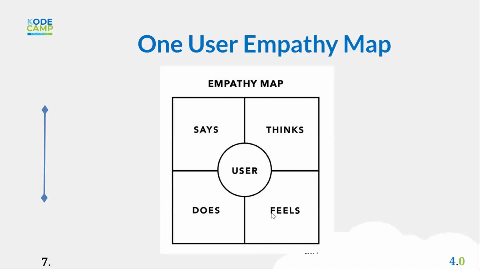On the Feels square, you are expected to write what your user feels. So this is why it's always very important to ask your users open-ended questions, to be able to understand what they are feeling. You can ask them a question like, how do you feel ordering food with your mobile app? Then you'll be able to understand their frustrations and also their pain points. Most of them can feel disappointed, excited.